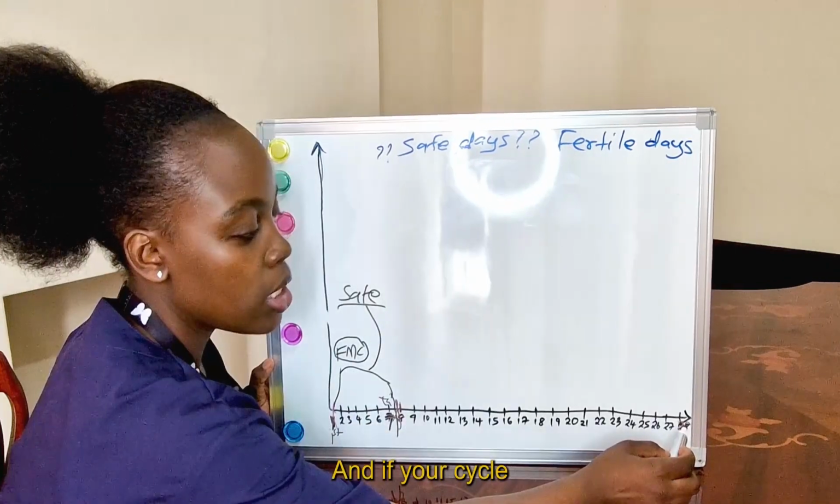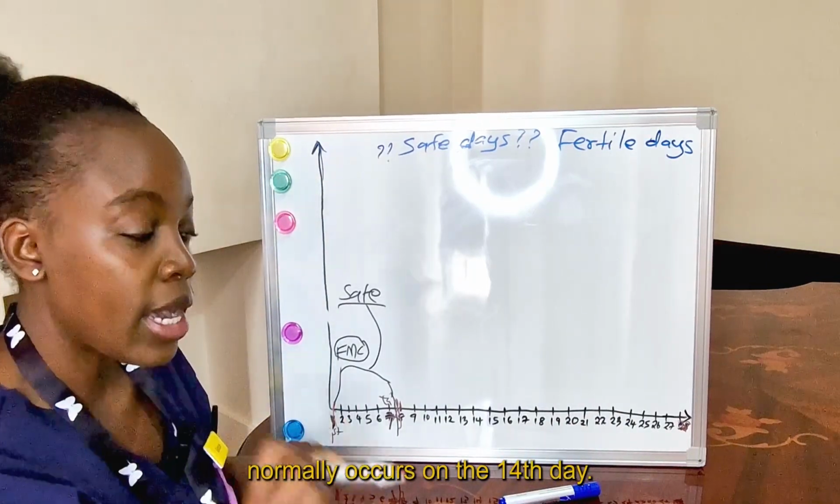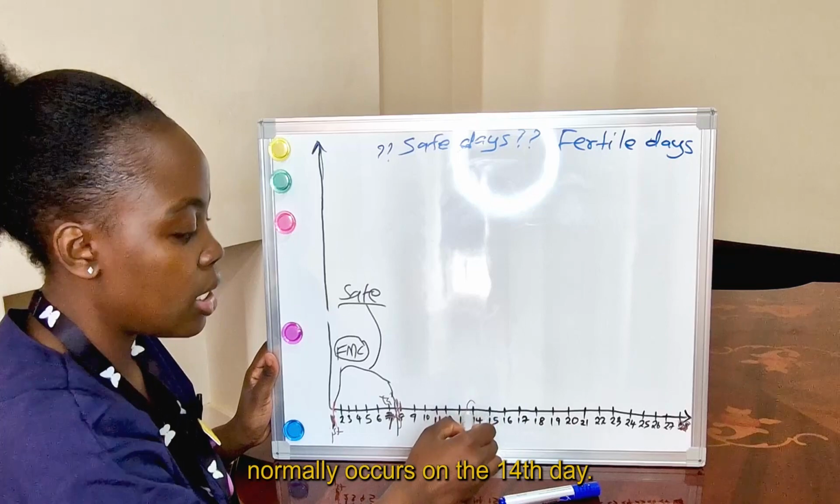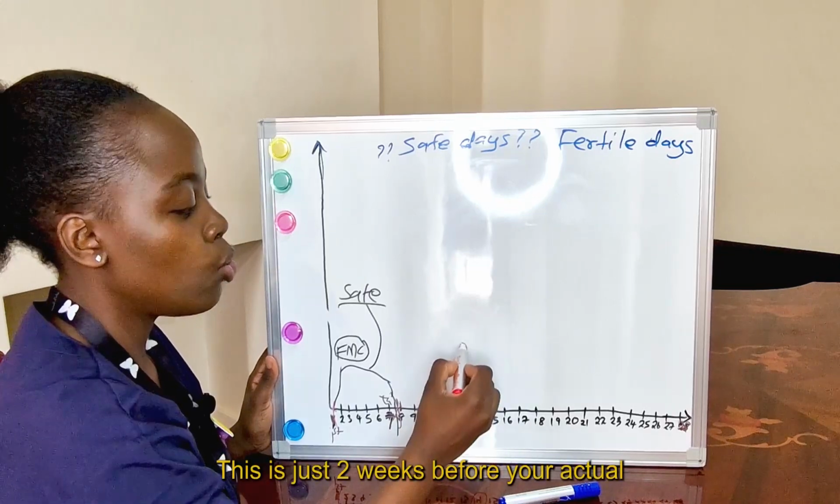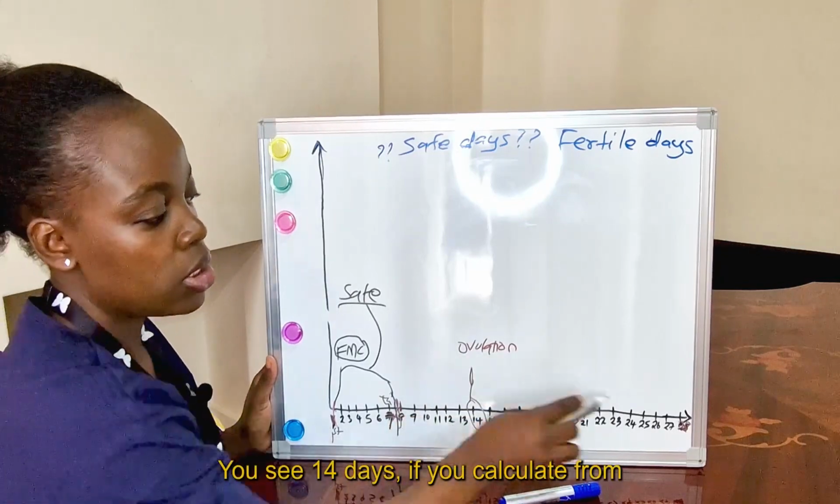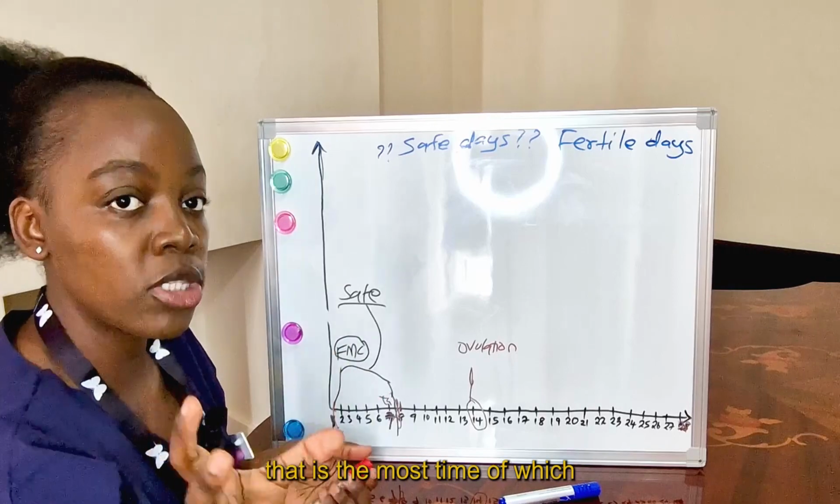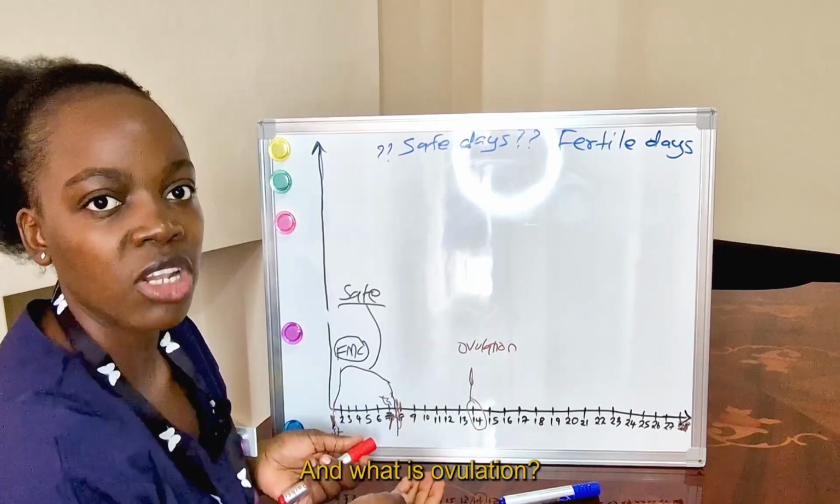And if your cycle goes up to the 28th, you know that ovulation normally occurs on the 14th day. This is just 2 weeks before your actual menstrual period. You see, 14 days. If you calculate from 14 to 28, it's exactly 2 weeks. That is the most common time at which ovulation happens. And what is ovulation?